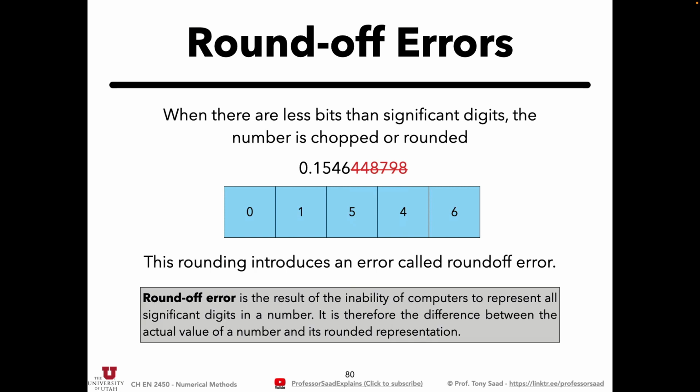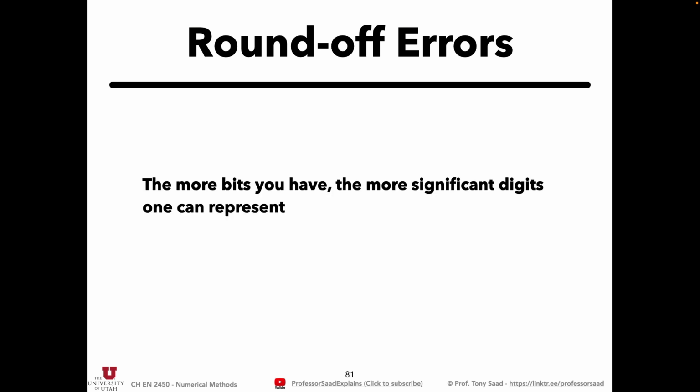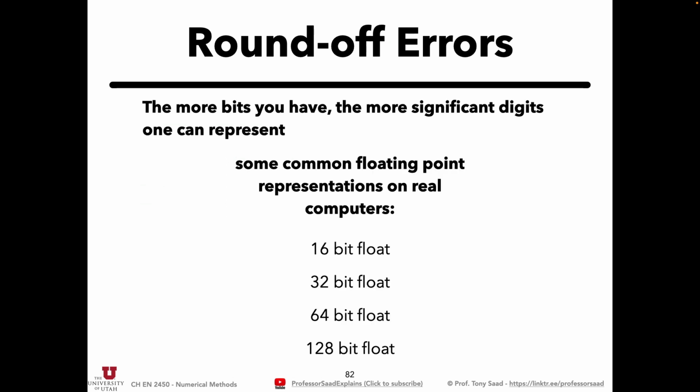Now, this error is called round-off error. Here's the definition. It's the result of the inability of computers to represent all significant digits of a number. It is therefore the difference between the actual value of a number and its rounded representation. Clearly, the more bits you have, the more significant digits you can represent. And there are some common floating point numbers, I've talked about 16 bits, 32, 64, 128.